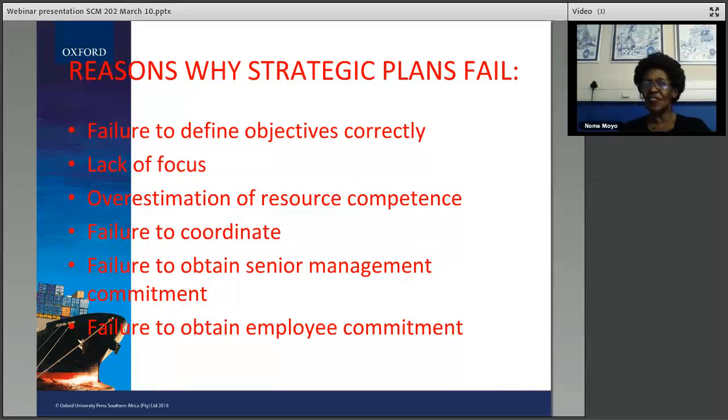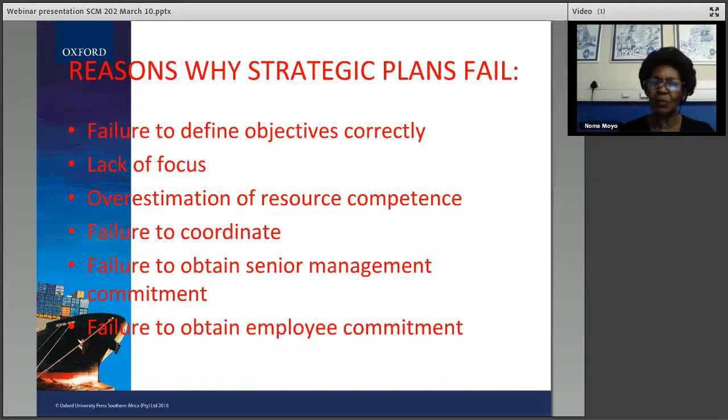Then we have the reasons why strategic plans fail. Ladies and gentlemen, note that this is an assignment. You are not only sticking to your book. Revisit the other editions and go to the library and get more information on reasons why strategic plans fail.